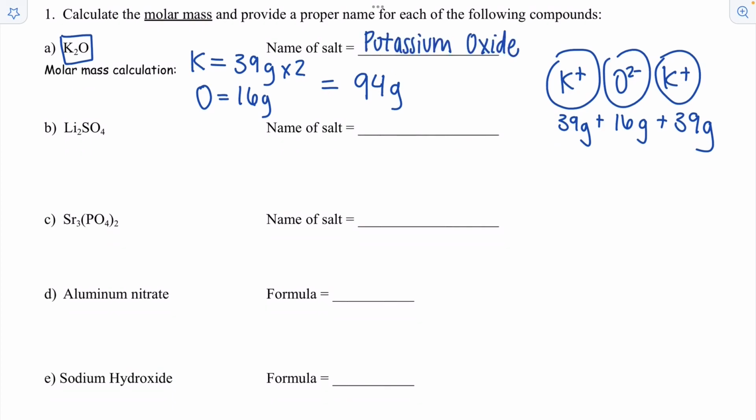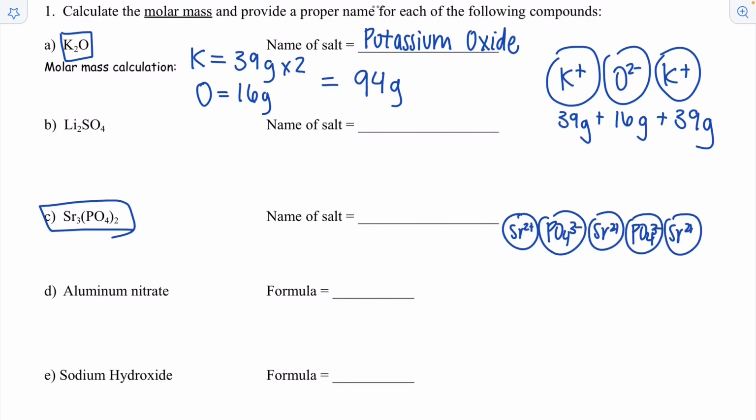I'm going to skip B and I'm going to show you C because this is complex. The best thing to do first is to draw it out. So let's draw it. If we look at the drawing here, you can see that I actually have 3 strontiums and 2 phosphates. But in my phosphates, I've got 2 phosphorus and my total amount of oxygen is 8. So I have to make sure I account for every atom in the salt.